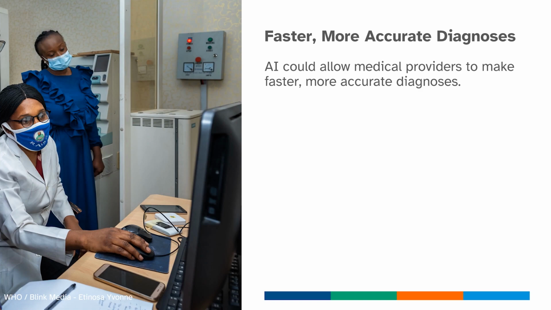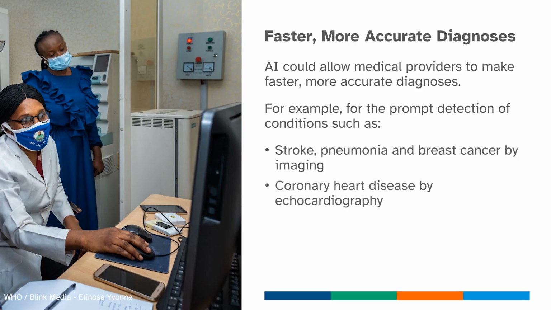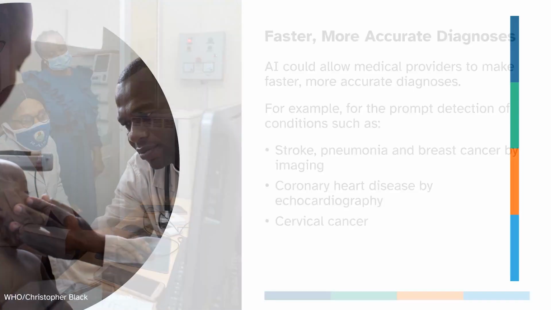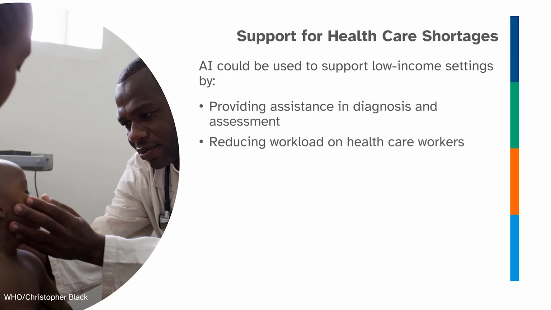As AI improves, it could allow medical providers to make faster, more accurate diagnoses. For example, for the prompt detection of conditions such as stroke, pneumonia, and breast cancer by imaging, coronary heart disease by echocardiography, or detection of cervical cancer. AI could be used to support low-income settings where there are chronic shortages of healthcare services and skilled workers by providing assistance in diagnosis and assessment, and thereby reducing workload on healthcare workers.